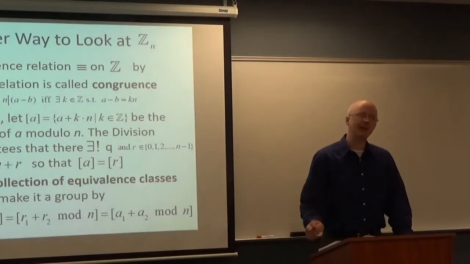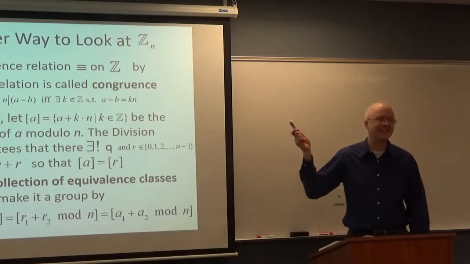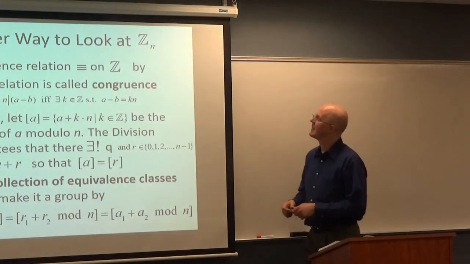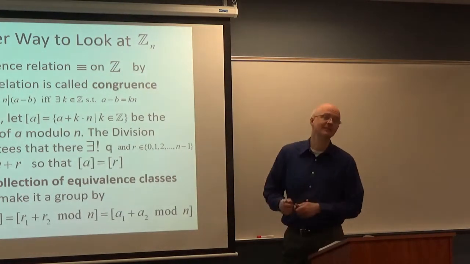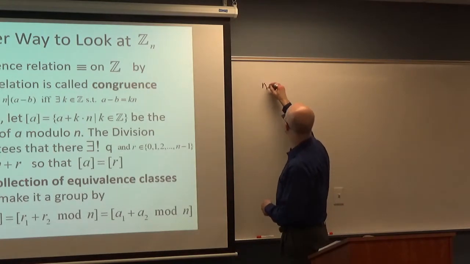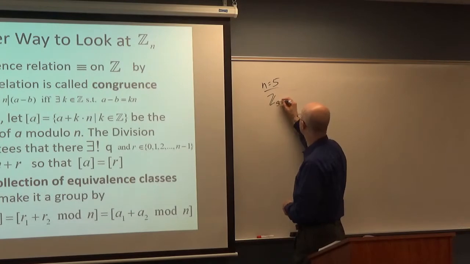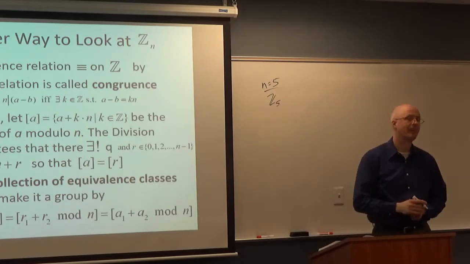All right, I think maybe we need another example of this. Okay? Let's quickly review this idea before we go on to some other things. Let's pick a different n, n equal to 5, say. So we're looking at Z5 in a different way.